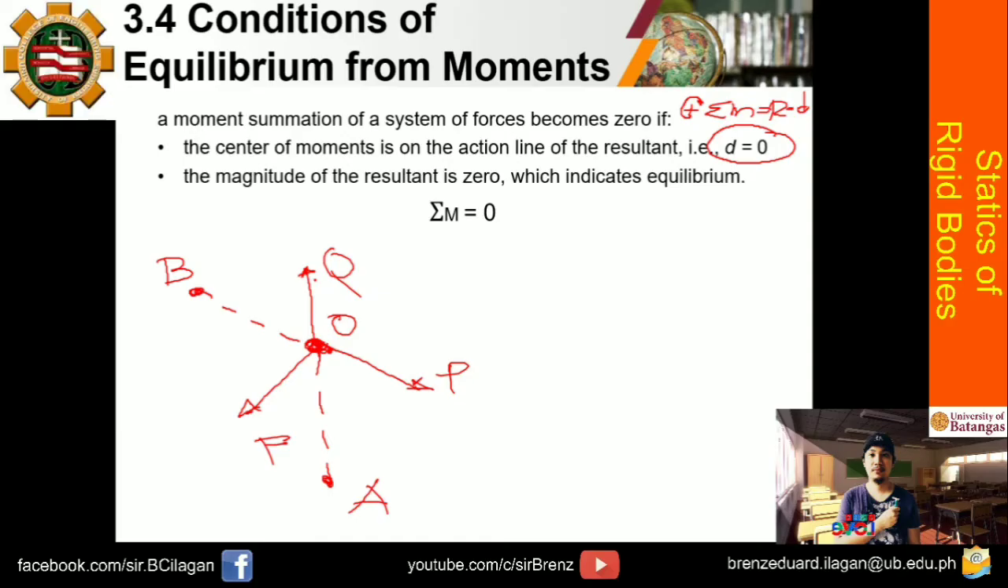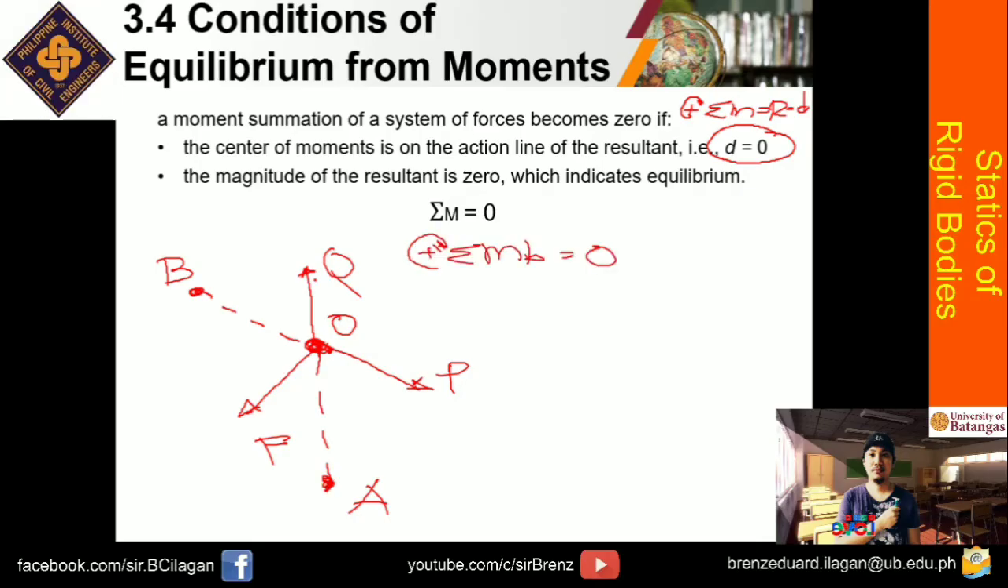that the resultant is zero. Hence, the two other equations of equilibrium are, kapag nag-summation ka ng moment at A, dito sa point na to, papaikutin mo yung mga concurrent forces na yan, and equals to 0 since equilibrium, and summation ng moment at point B.